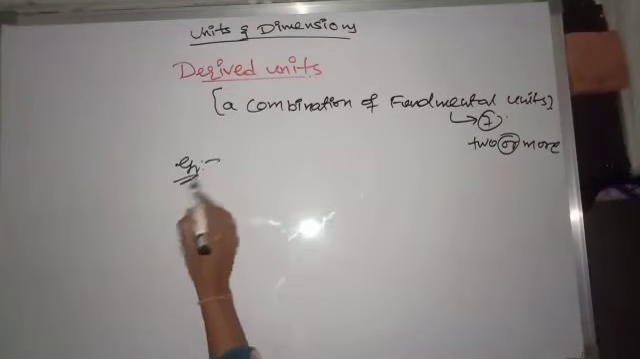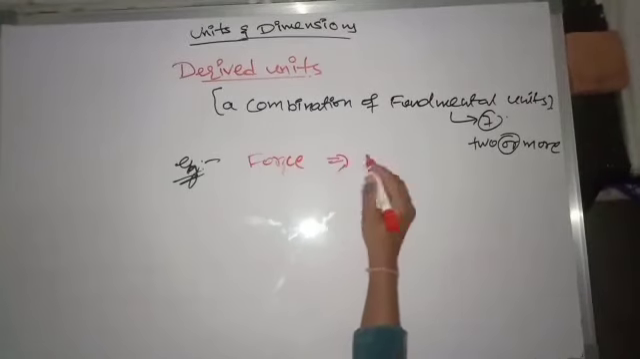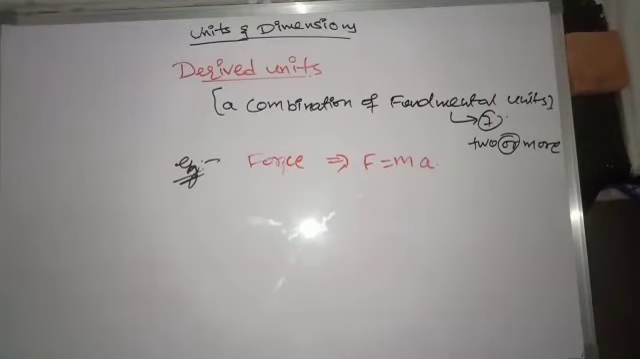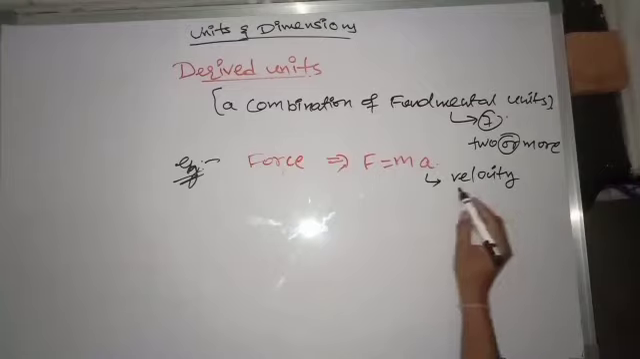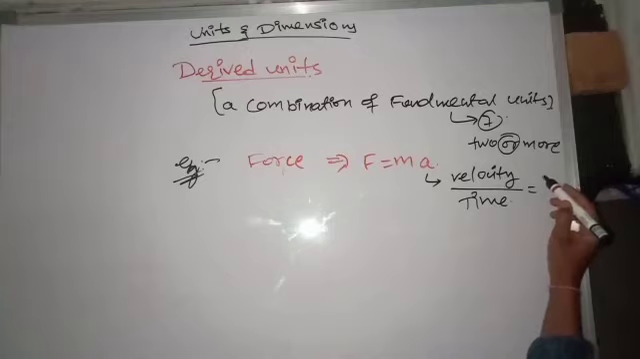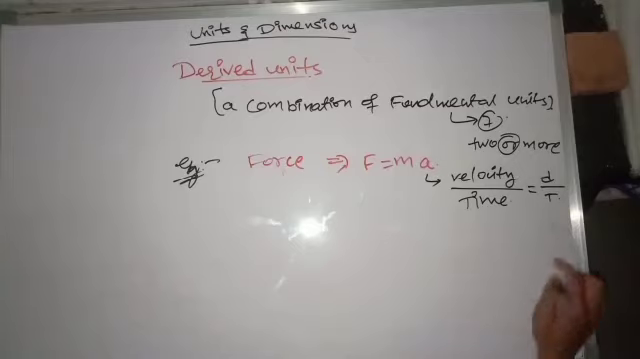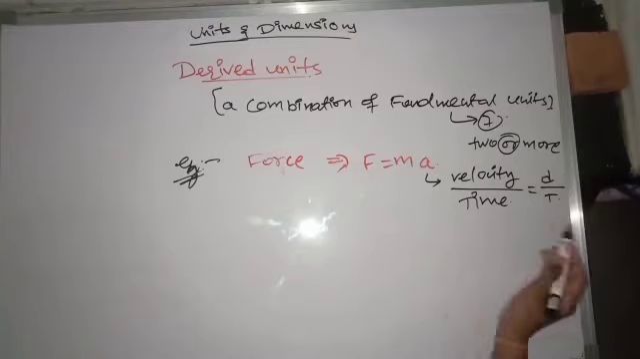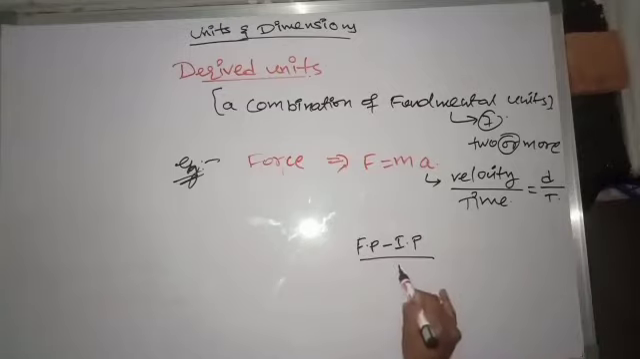For example, I am taking force. According to Newton's laws, what is force? Force is equal to mass into acceleration. What is the definition of acceleration actually? It's the change of velocity with respect to time. And what is the definition of velocity? Displacement by time. Displacement is measured in terms of meters, because here we are measuring length. What is displacement? Final point minus initial point.